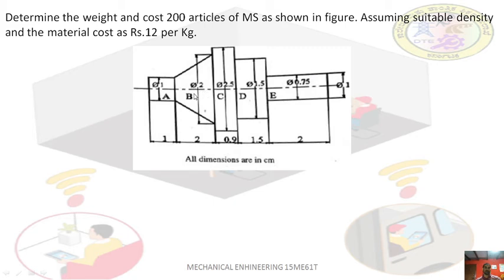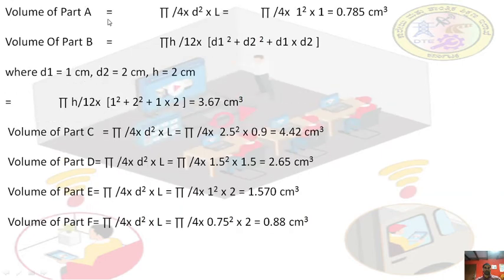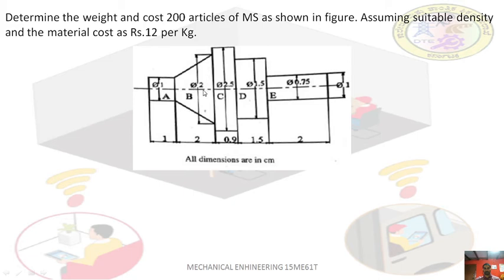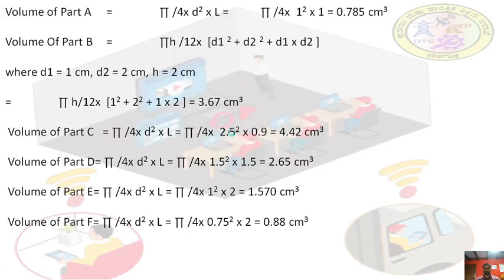The volume of a frustum of cone is pi h by 12 into d1 square plus d2 square plus d1 into d2, where d1 is 2 and d2 is 1. The volume of part A is a solid cylinder where diameter is 1 and length is also 1. Pi d square by 4 into 1 equals 0.785. Next, frustum of cone: d1 is 2, d2 is 1 and length is 2.